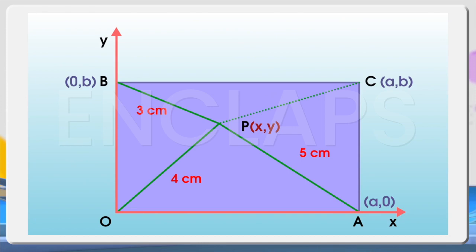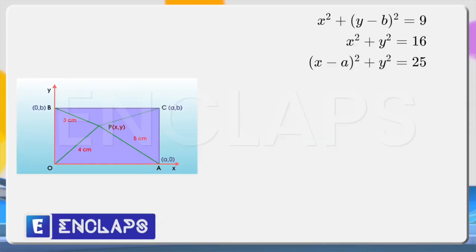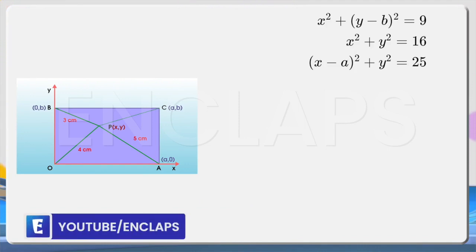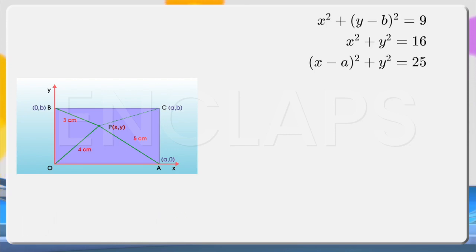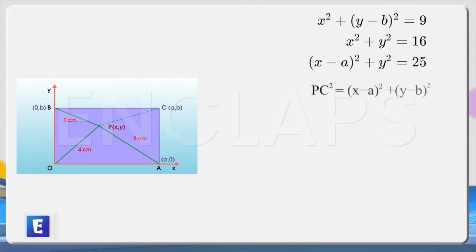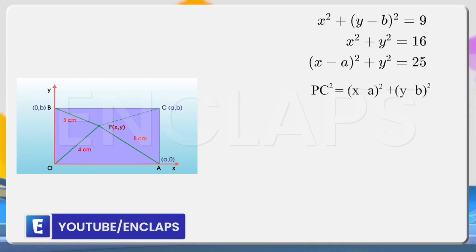x square plus (y minus b) the whole square equals 9. x square plus y square equals 16. (x minus a) the whole square plus y square equals 25. Here you can see that PC is the distance to the fourth corner. Now PC square equals (x minus a) the whole square plus (y minus b) the whole square.